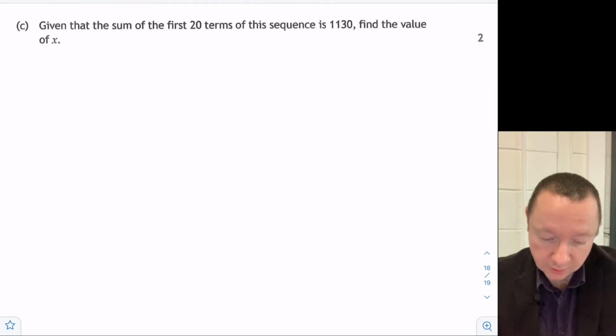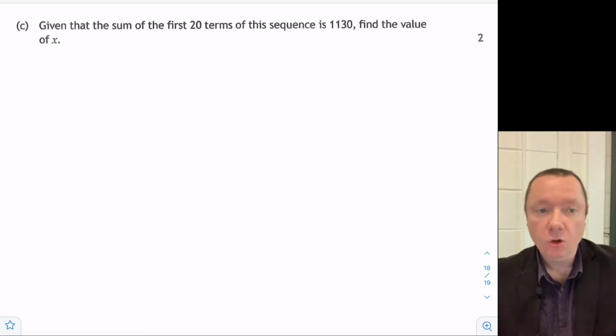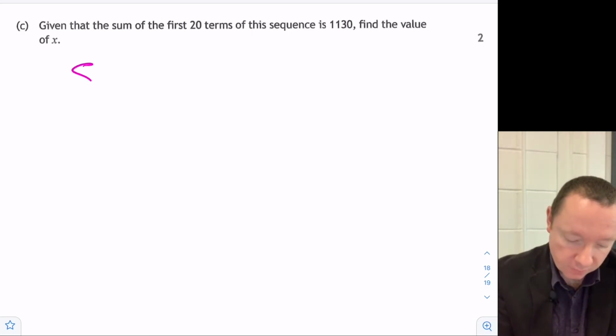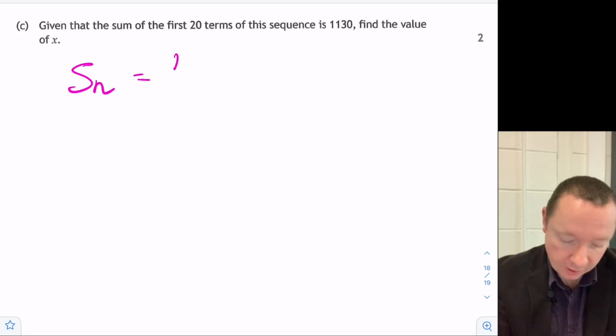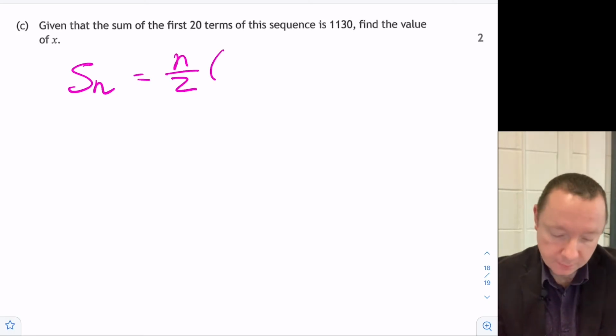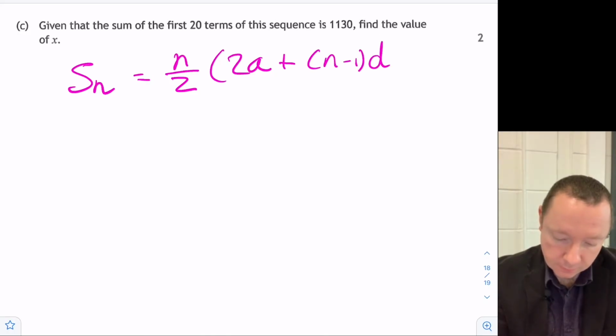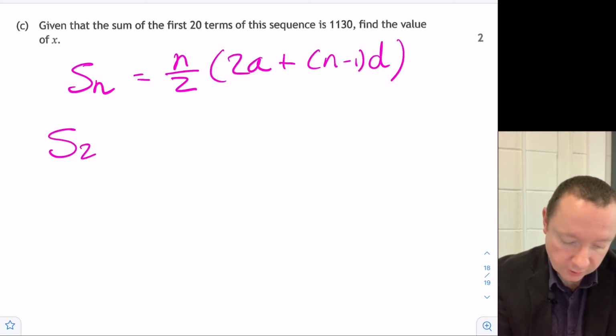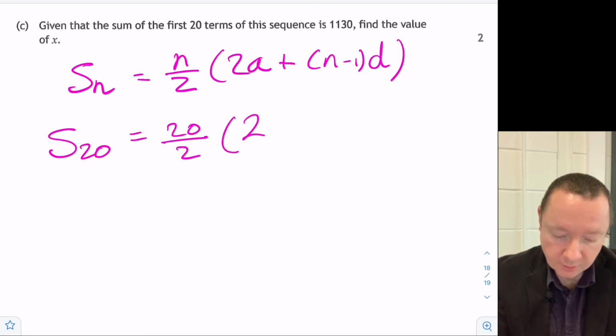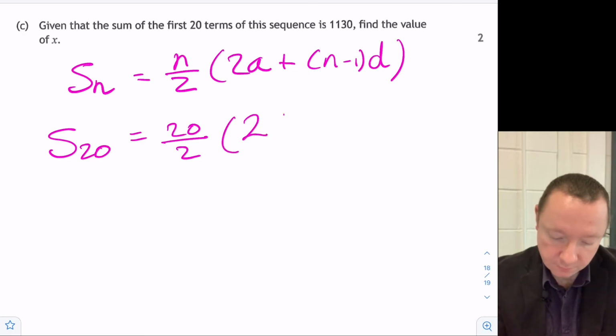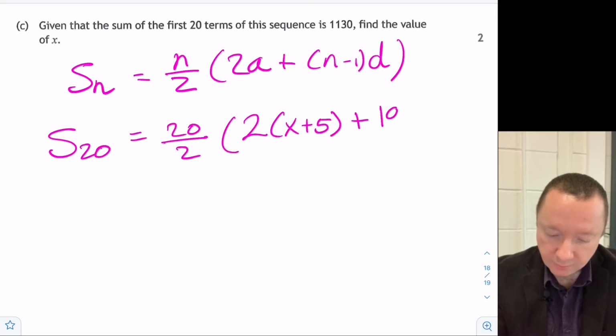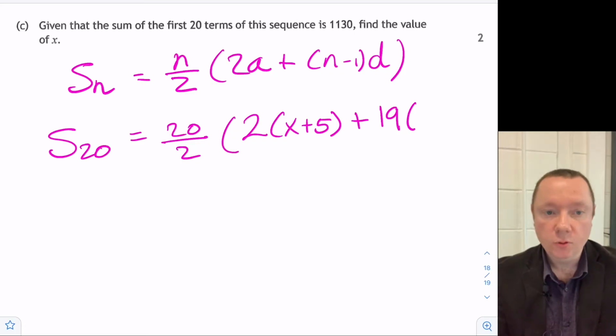The sum of the first 20 terms of a sequence is 1,130. Find the value of x. So remember, the sum is n over 2 times (2a plus (n minus 1)d). We know the sum of the first 20 terms, so that's 20 over 2 times 2 times a, but remember a is x plus 5, plus n minus 1, well, just 19 times our common difference, which is 2x minus 3.